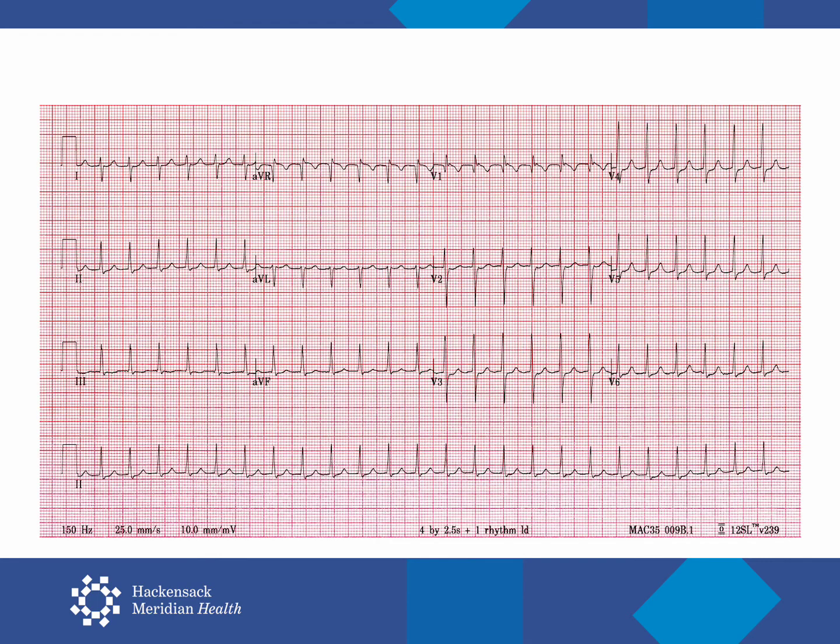This is your more typical SVT. It's regular, narrow complexes, but there are no visible P waves, certainly none that appear to be sinus. This is SVT, and it fits within a number of kinds of SVTs, all of which can be treated exactly the same way. This could be treated with adenosine, or it could be slowed down with diltiazem.